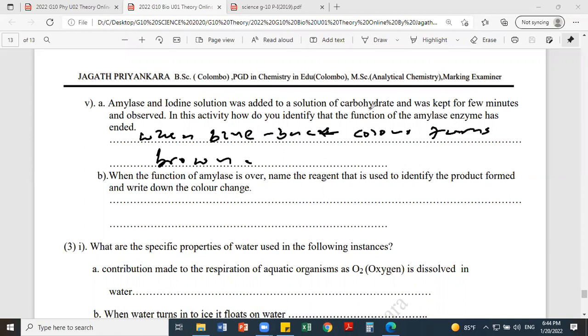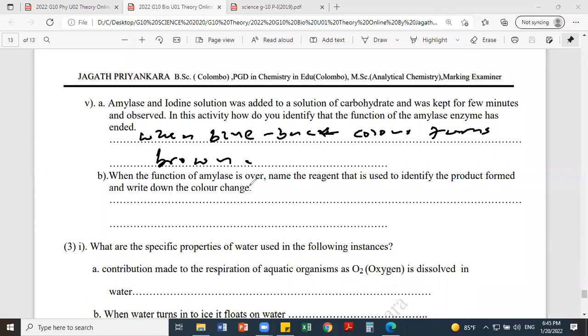So that's when you identify that the function of amylase has ended. That means amylase has converted the entire starch in the sample into maltose. Then you will not get any more blue-black color, because there is only maltose and no more starch. Starch has become maltose because of amylase.